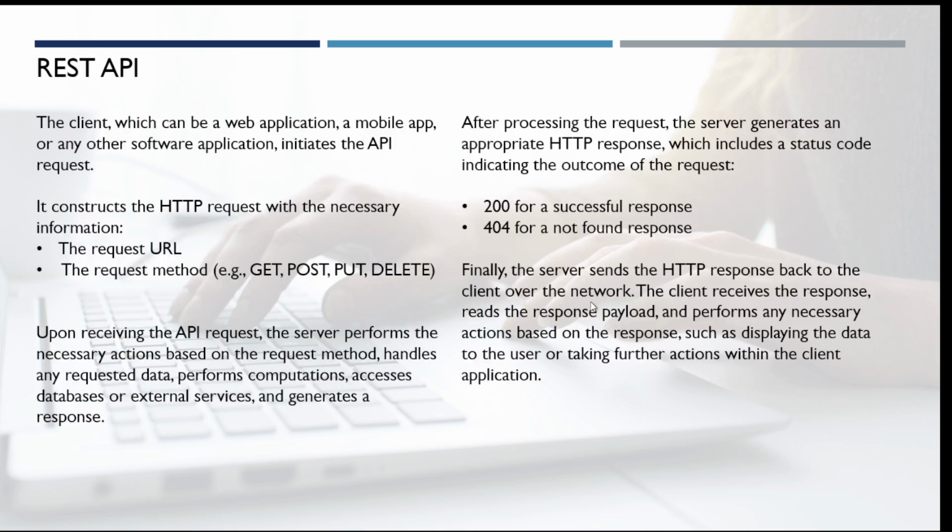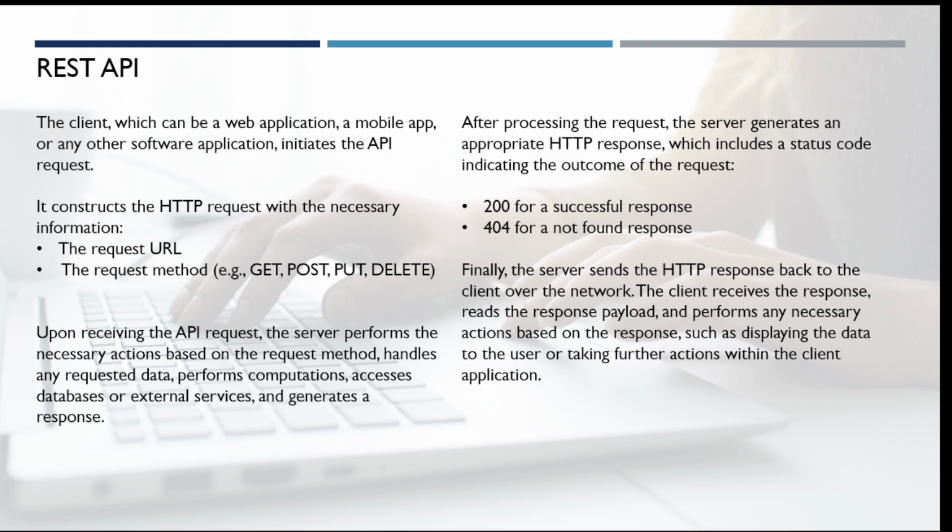Okay, now let's talk about REST API. This is the most common API used nowadays. And how it works is like this. The client, which can be a web application, a mobile app, or any other software application, initiates the API request. It constructs the HTTP request with the necessary information, the request URL, and the request method. For example, get, post, put, or delete.